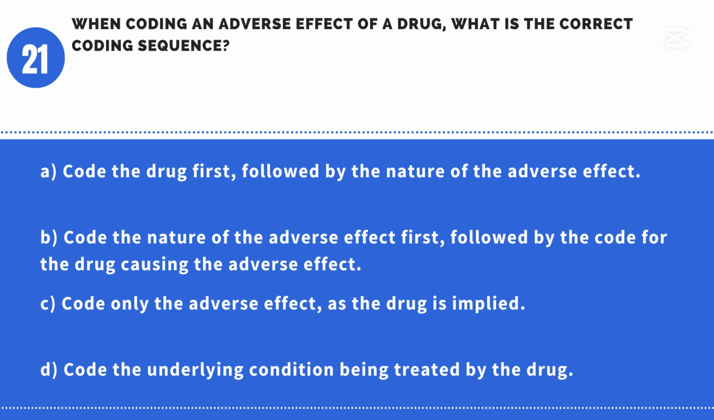Question 21. When coding an adverse effect of a drug, what is the correct coding sequence? A. Code the drug first, followed by the nature of the adverse effect. B. Code the nature of the adverse effect first, followed by the code for the drug causing the adverse effect. C. Code only the adverse effect, as the drug is implied. D. Code the underlying condition being treated by the drug.